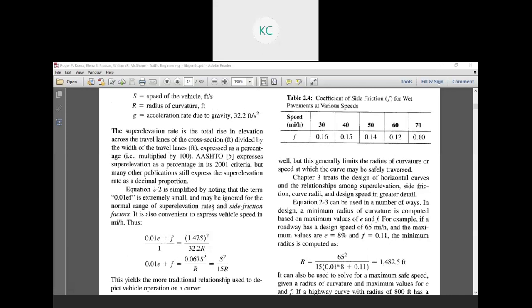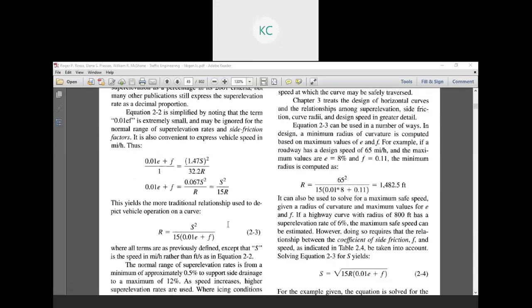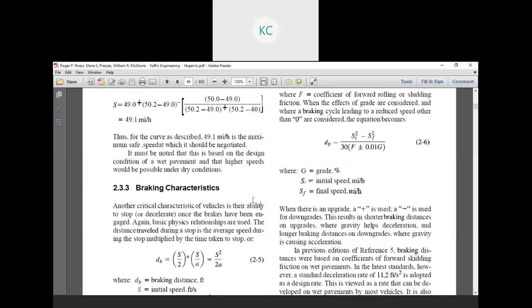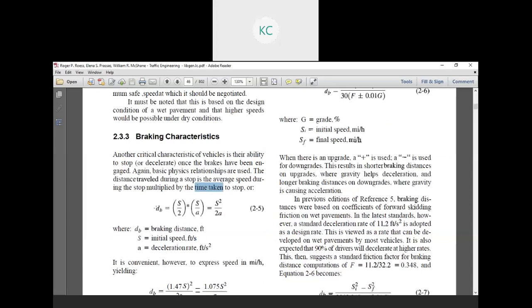Another critical characteristic of a vehicle is the ability to stop once the brakes have been engaged. Again, basic physics relationships are used. The distance traveled during a stop is the average speed during the stop multiplied by the time taken to stop. So the equation is known as d_v is equal to s by 2 into s by a, which is s square by 2a, where s is the initial speed and a is the acceleration rate.